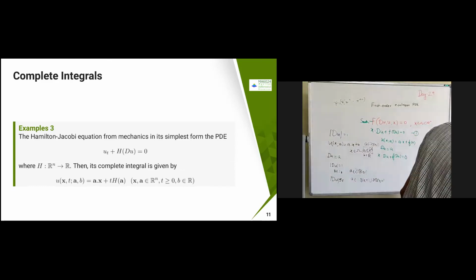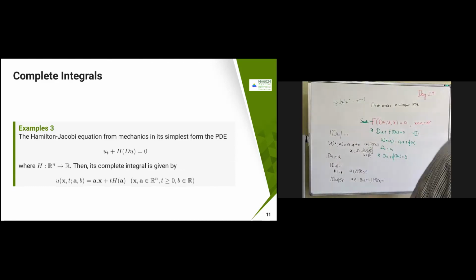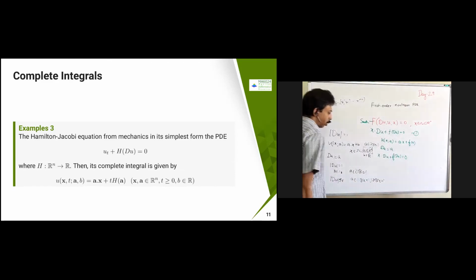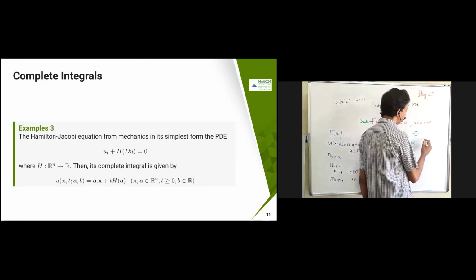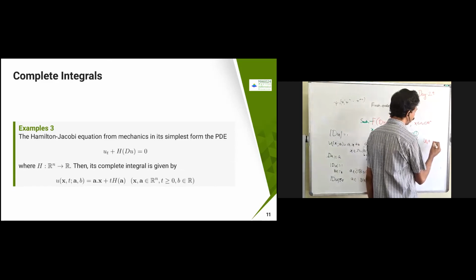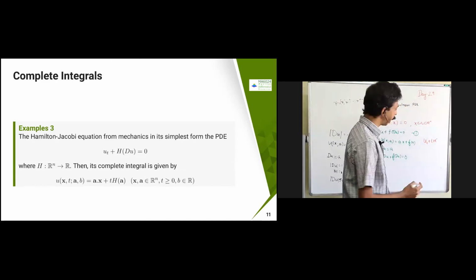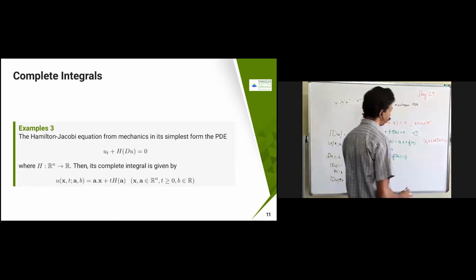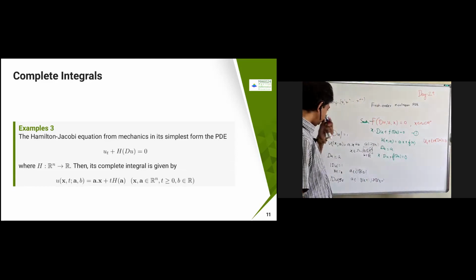Another is called the Hamilton-Jacobi equation. This comes from mechanics. Probably we will take a separate problem for this one, time permitting. So the Hamilton-Jacobi equation: u_t plus H(Du) equal to 0. This is called the Hamilton-Jacobi equation. Once again, same kind of things, so here also we have a similar kind of thing.